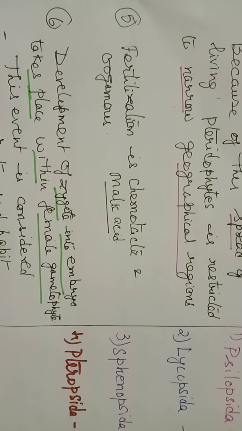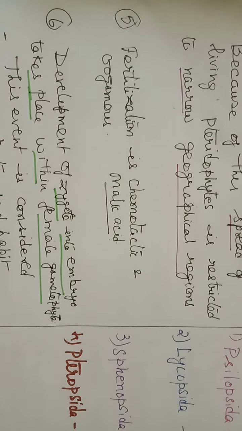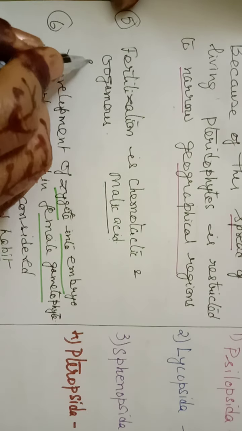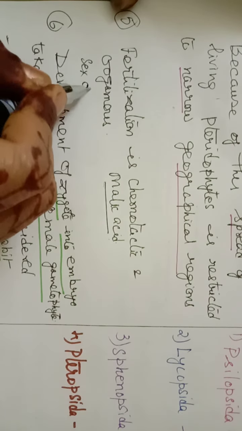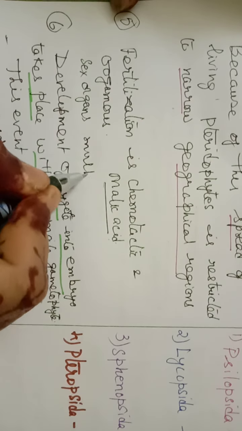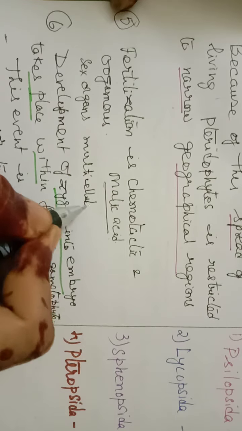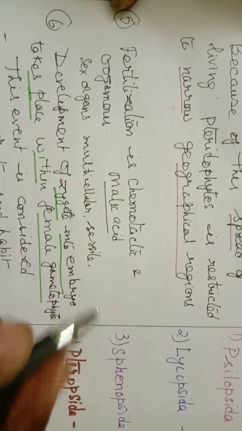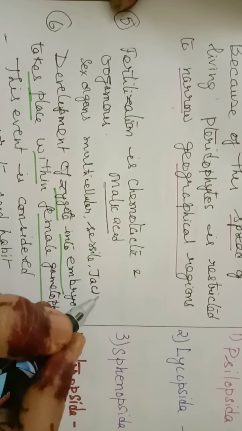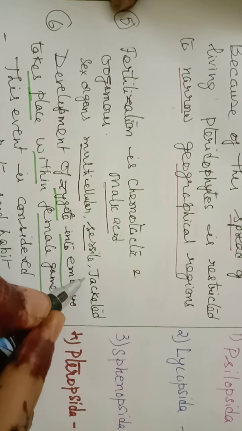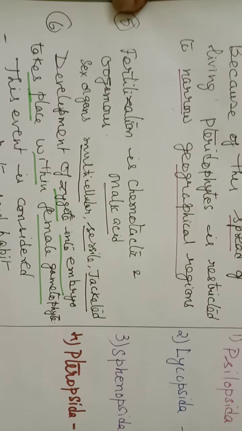Here one very important point about sex organs. Comparing with bryophytes, what you have to remember here is that the sex organs, antheridia and archegonia, are multicellular, sessile and jacketed. Multicellular, sessile and jacketed. Sessile is without any stalk.